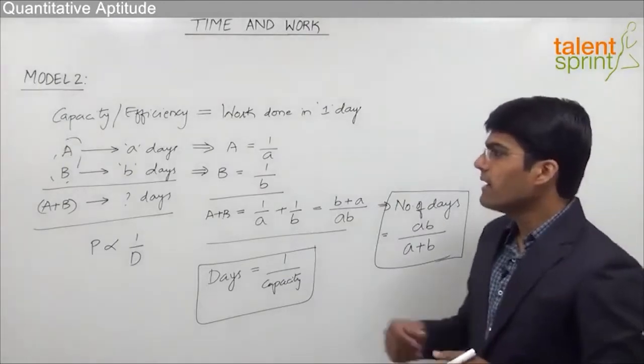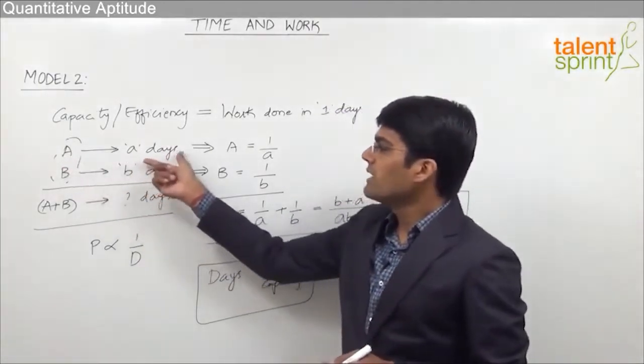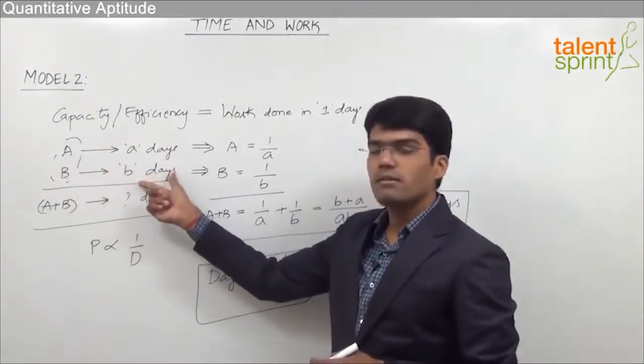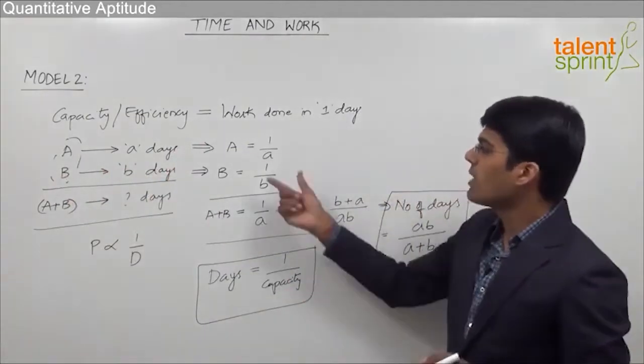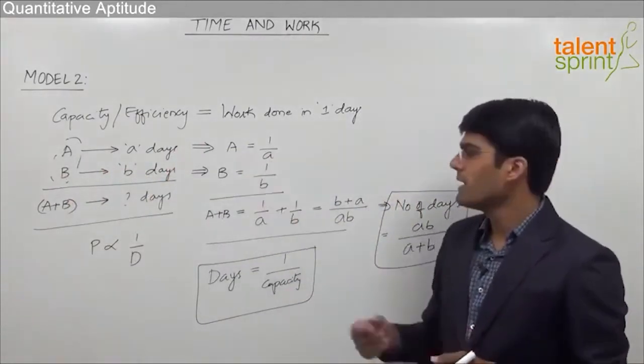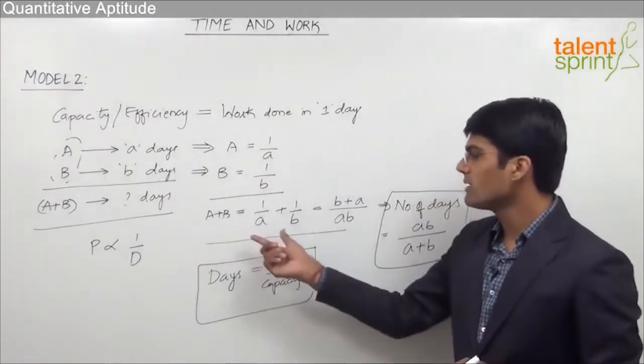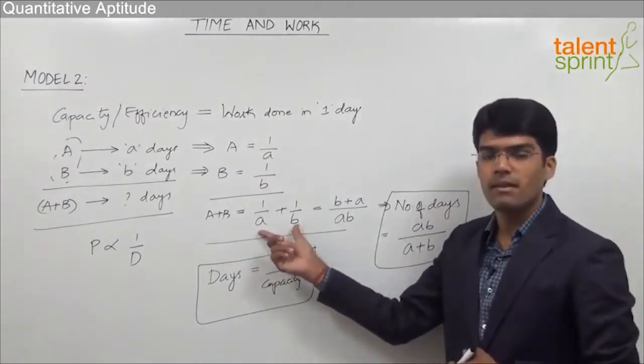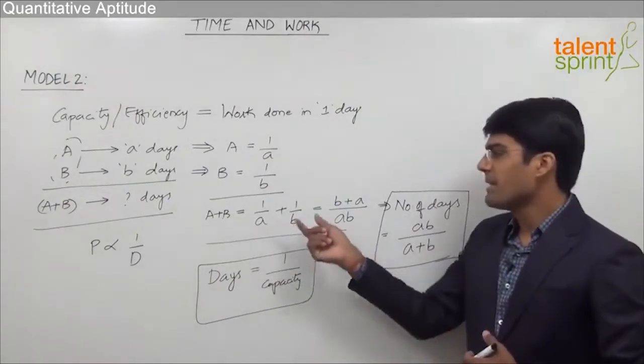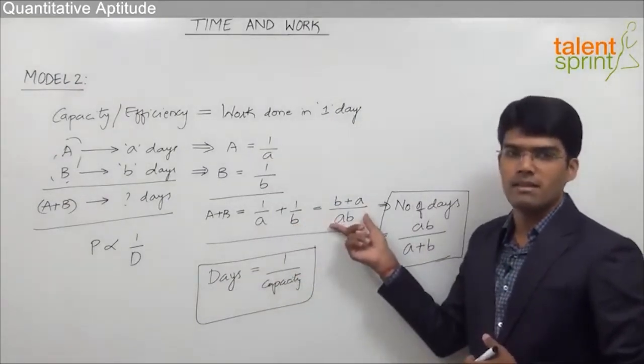As you can see here, A alone can finish a work in A days, B alone can finish a work in B days. So the work done by A in 1 day can be taken as 1 by A, and the work done by B in 1 day is 1 by B. So when both of them work together, the total work which they can finish in 1 day will be 1 by A plus 1 by B. By simplifying that, we get (A plus B) by AB.